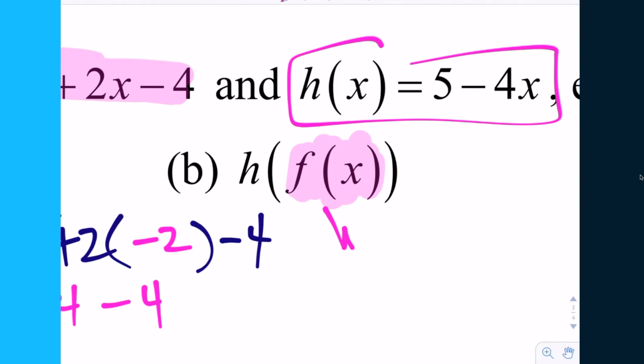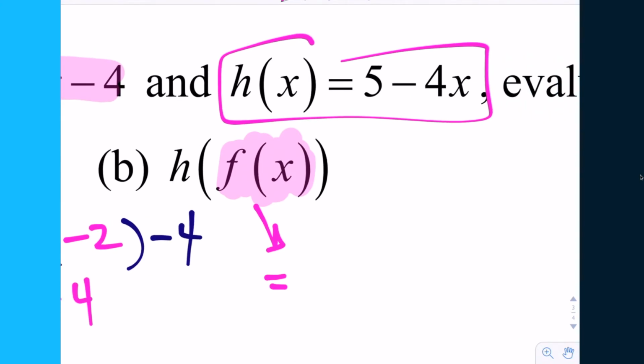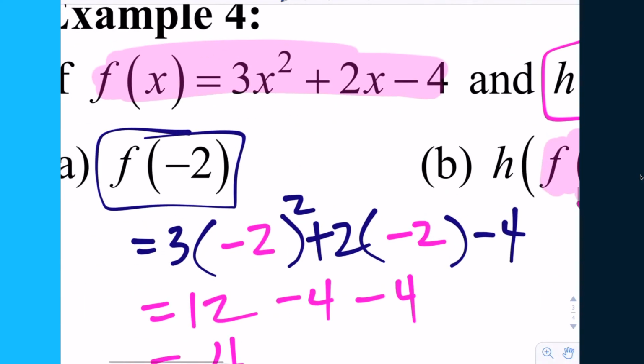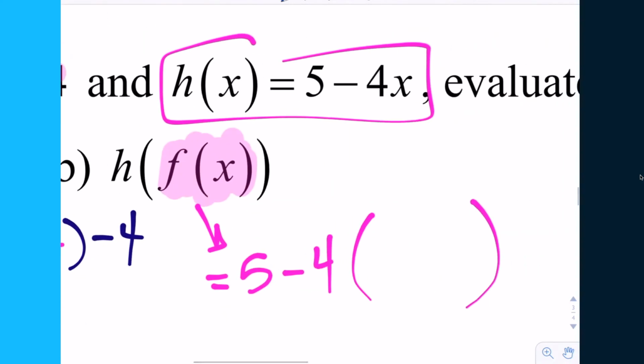So here's how this one's going to be. This is going to be equal to 5 minus 4 input, or blob. So I'm going to go 5 minus 4 blob. And what did I put for my blob or my x? Parentheses. And what am I going to plug in for x? f of x, right? The entire function f of x, which is 3x squared plus 2x minus 4.